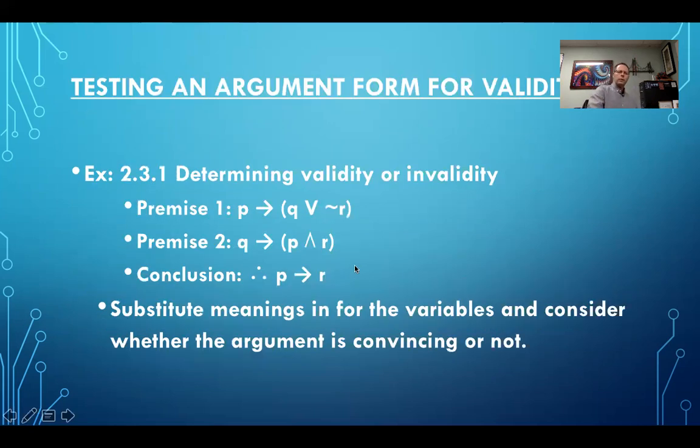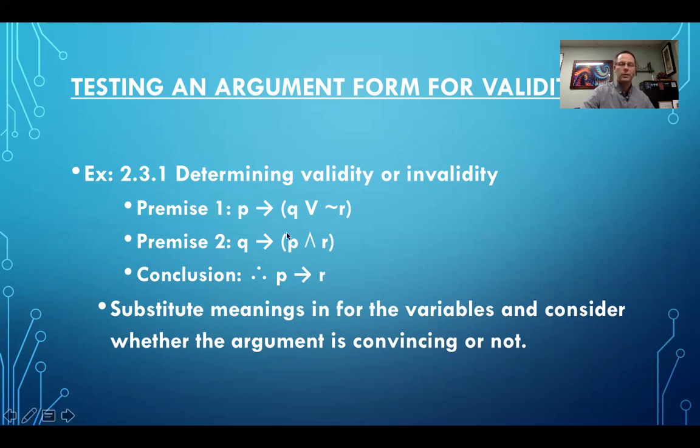All right, so here's an argument, and we're going to have to try to decide, is this good? Is it a valid argument? Here we say, there's arrows, so we're going to read if then. So if P, then Q or not R. Second premise, there's an arrow. If Q, then P and R. Conclusion, therefore if P, then R. So that's how you would read that in words.